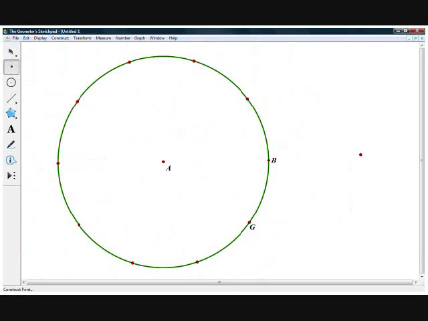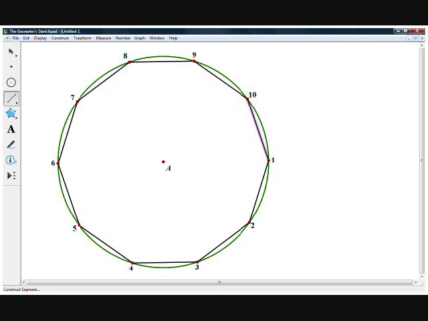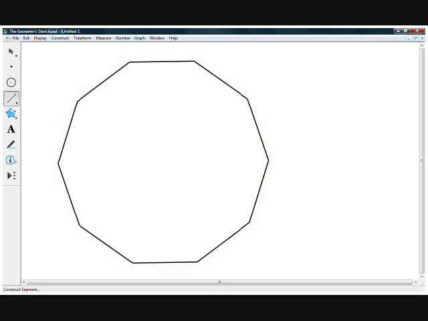Now we'll drop these circles, and we're just interested in the 10 points we got. We hook them all up with line segments, and we see that we get a regular decagon. There you go.